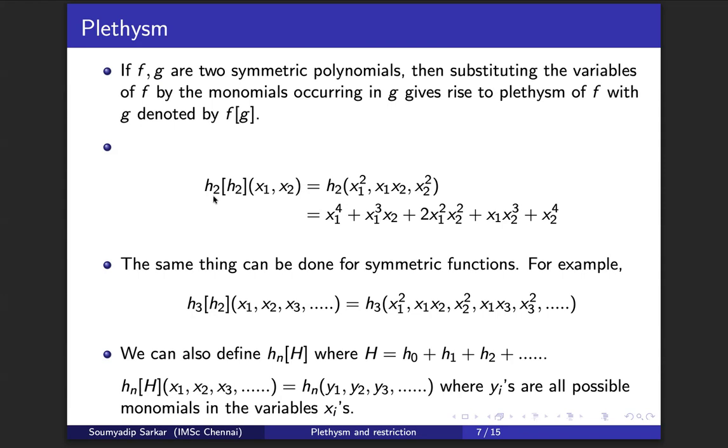Let's say I want to define h2 plethysm h2 in two variables. First of all, inside the bracket you have h2, so you have to expand h2 in two variables. Then what you get is x1 squared, x1 x2, and x2 squared. Then you plug in these monomials instead of the variables in h2. So basically you substitute the variables in h2, let's say x1, x2, x3, by these monomials x1 squared, x1 x2 and x2 squared. If you write down the expansion, it will give you x1 to the 4, x1 cubed x2, 2 x1 squared x2 squared, x1 x2 cubed plus x2 to the power 4.